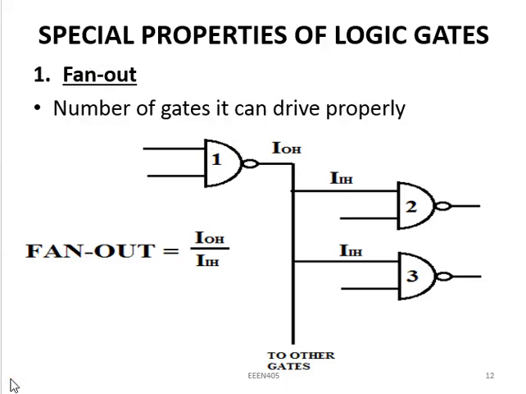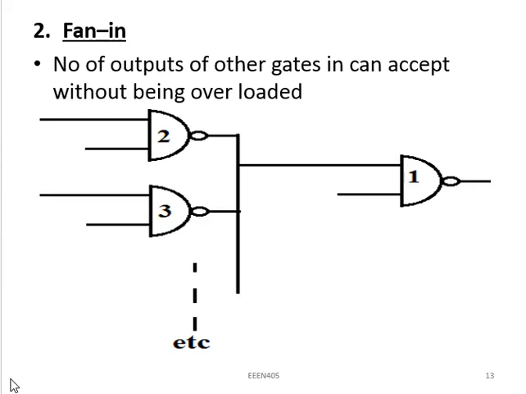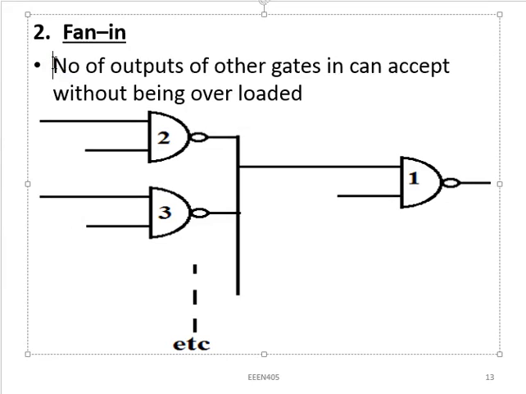Now we go to the second property, which is fan in. The fan in of a gate is just the opposite of the fan out. It is the number of other gates, that is the outputs of other gates, it can accept without being overloaded. If you look at this, supposing this is my gate number 1 and its input is now connected to the outputs of multiple gates starting from number 2, 3 up to the end. So the fan in of gate number 1 is how many of these gates can be connected to its input so that it can operate properly without being overloaded.